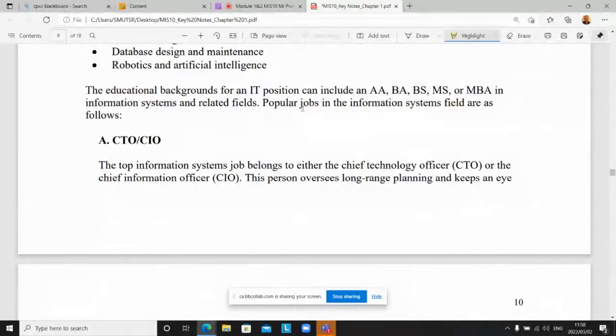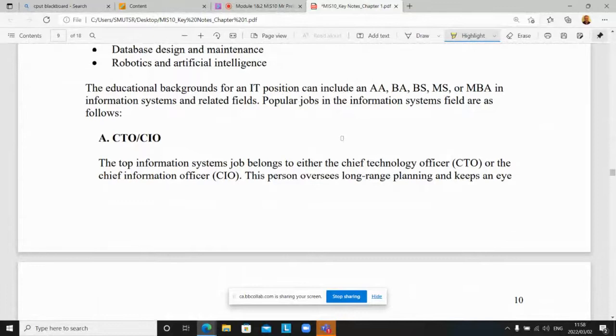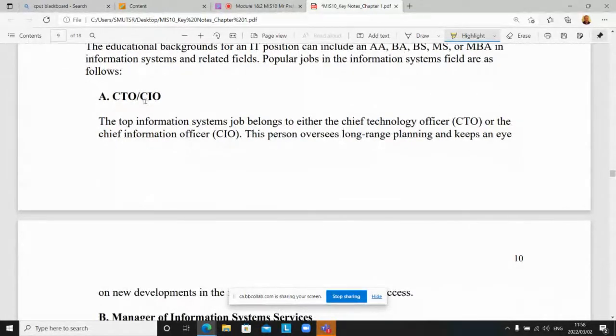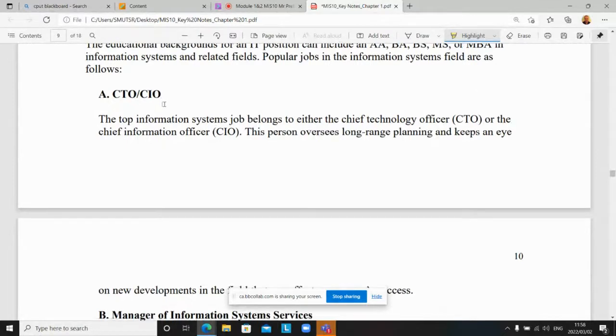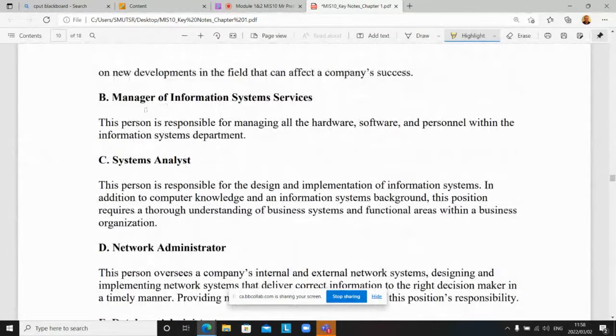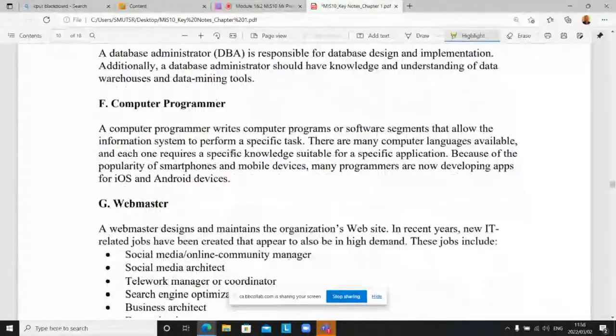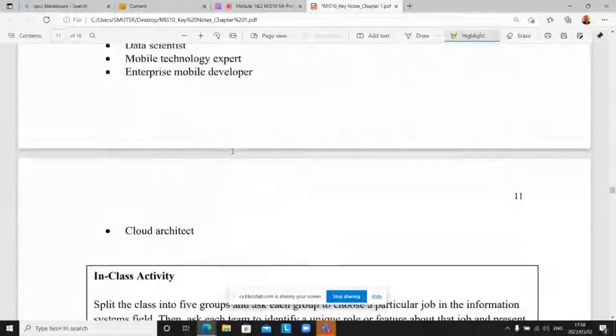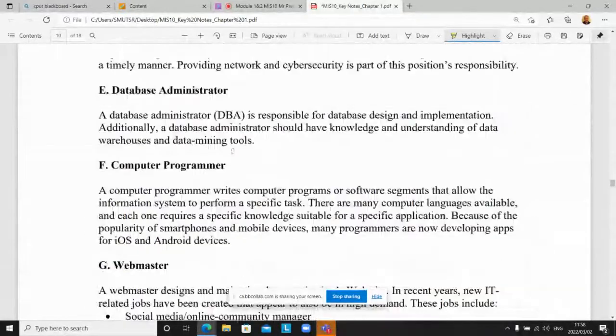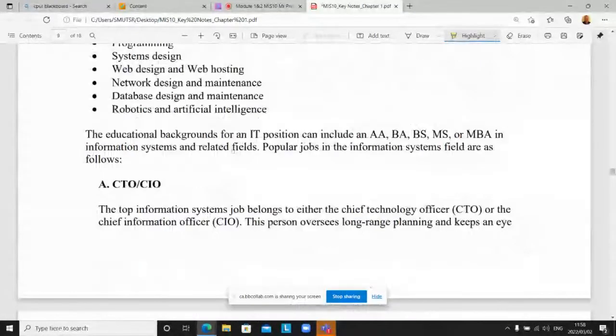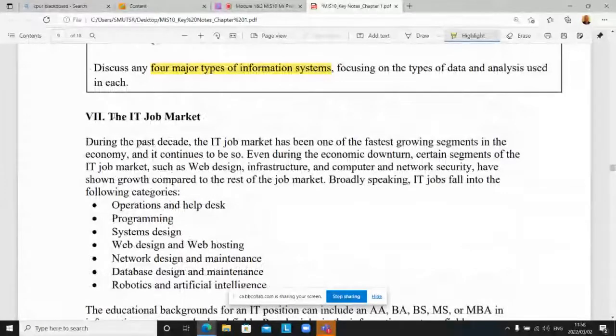Educational backgrounds for an IT position. No, I'm not going to worry about that. Just be aware of who these people are. CIO, I think you've all heard of it. Chief Information Officer, Manager of Information System Services, Systems Analyst, Network Administrator, Database Administrator, Computer Programmer, Webmaster. These are all going to be what? Employees in the IT job market.